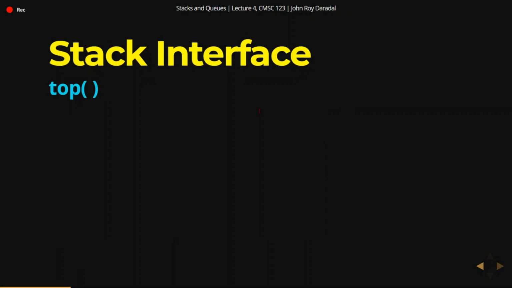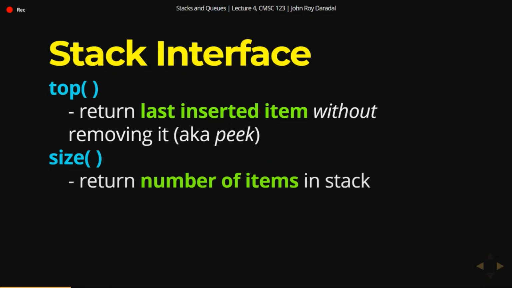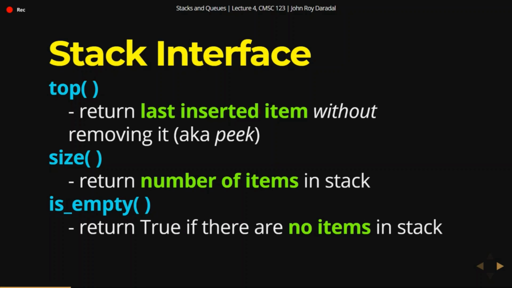If you don't want to remove it, you can just call top, which returns the last inserted item without removing it. This is also known as the peek method. So you only view or check or peek the top item or the last inserted item. And then you also have size, which returns the number of items in the stack, and is empty, which returns true if there are no items in the stack. So those are the 5 methods in the stack interface: push, pop, top, size, and is empty. Okay?